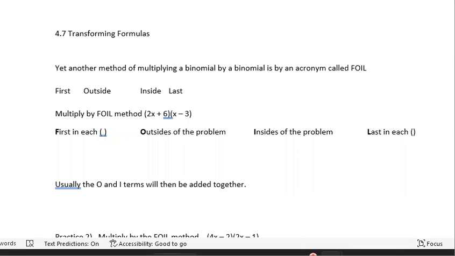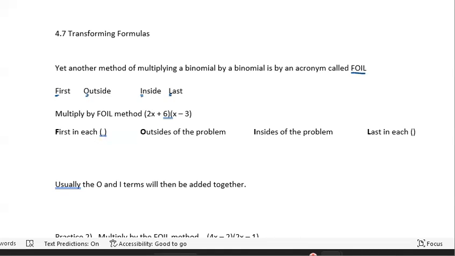All right, lesson 4.7 is called transforming formulas. But first, I want to go over another method of multiplying a binomial by a binomial. And this is really not very different from what we did in the last lesson, but I refer to this a lot. This is how I learned, and we use this method called FOIL. And FOIL just stands for first, outside, inside, and last.